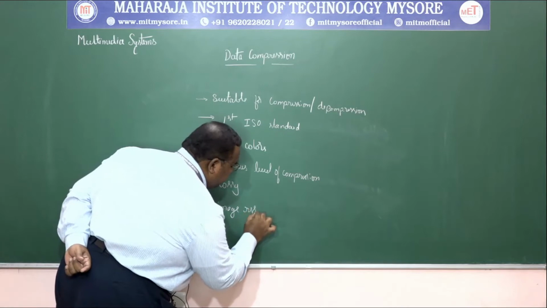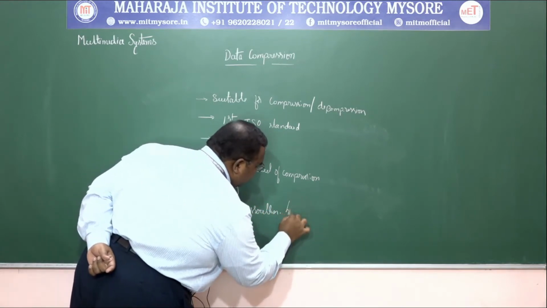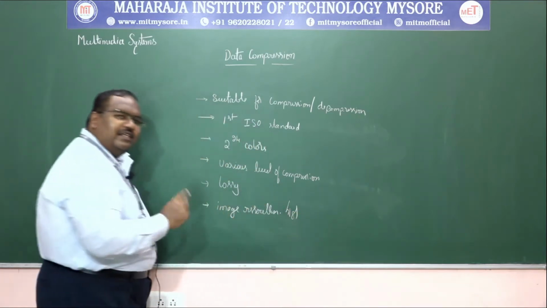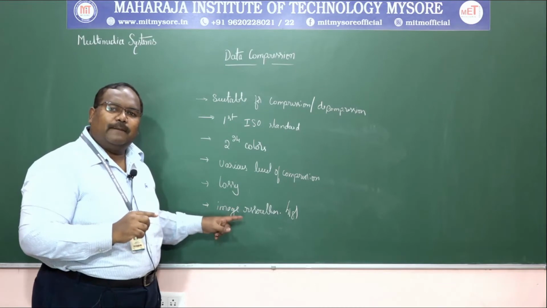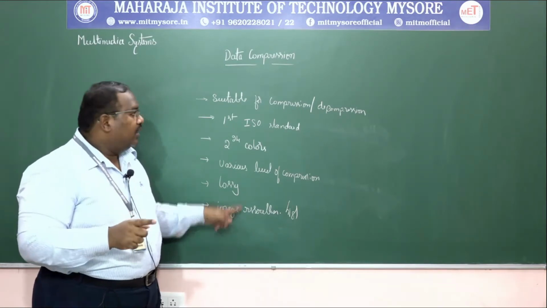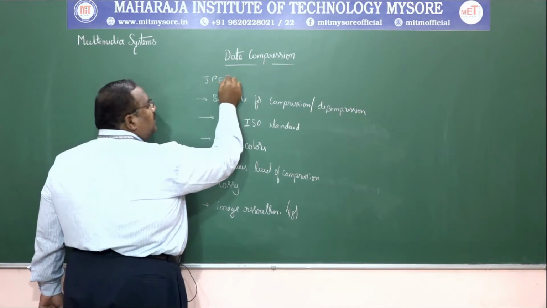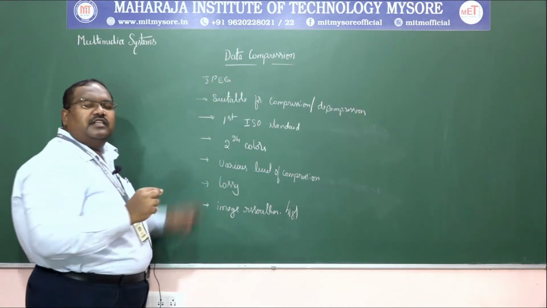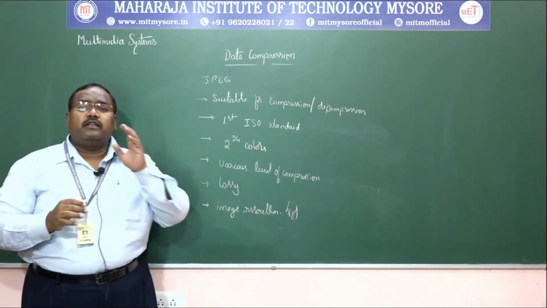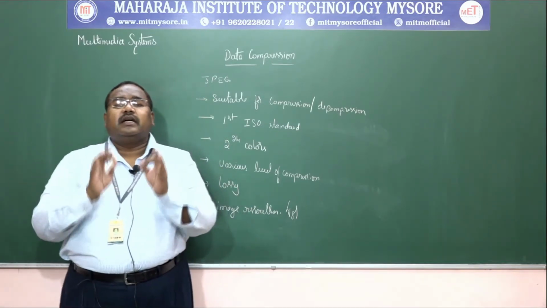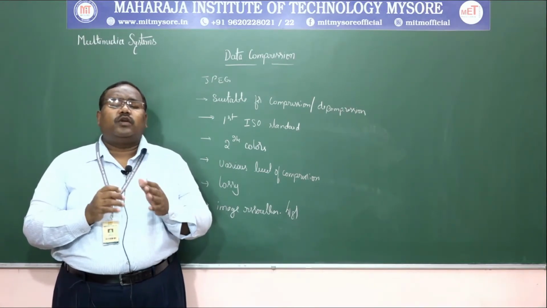Image resolution. This is why, as I said, most digital cameras even till today use JPEG as their default standard. So what is this? Image resolution remains high even after compression. What do you mean by that?